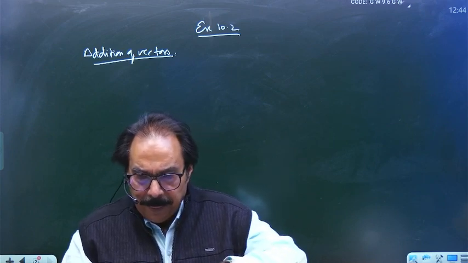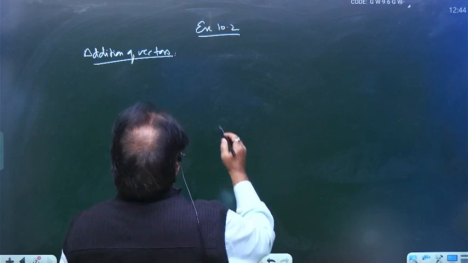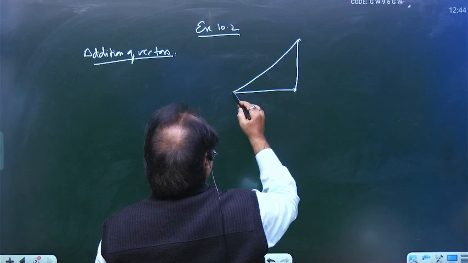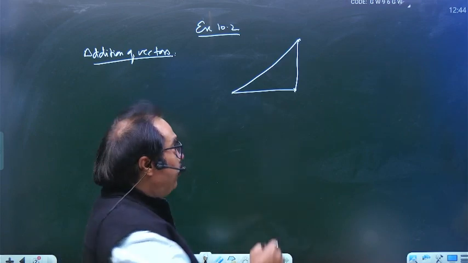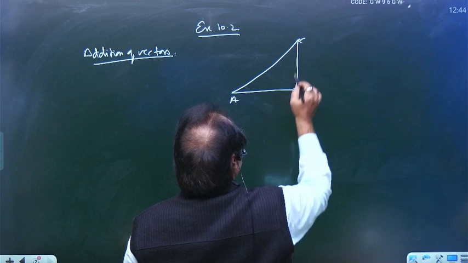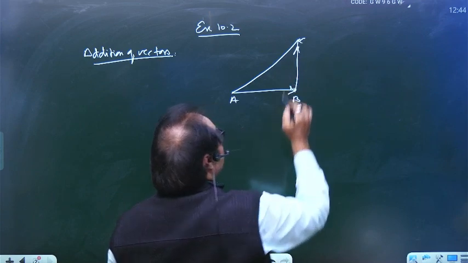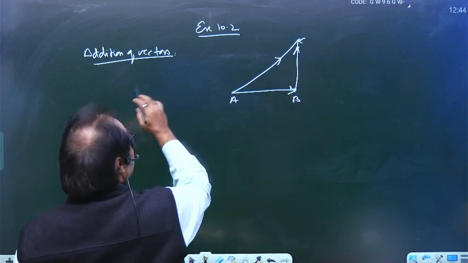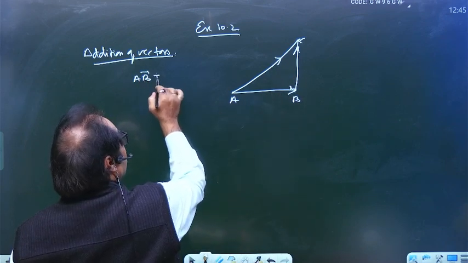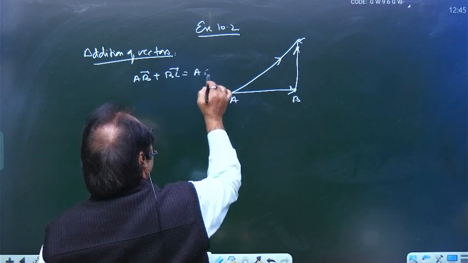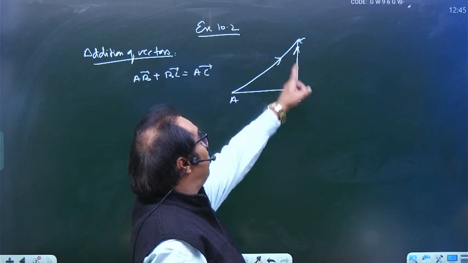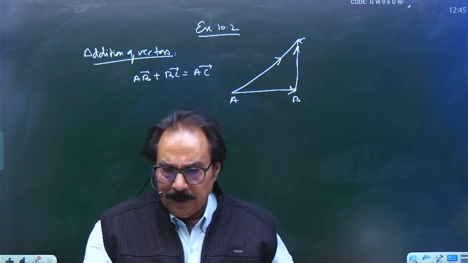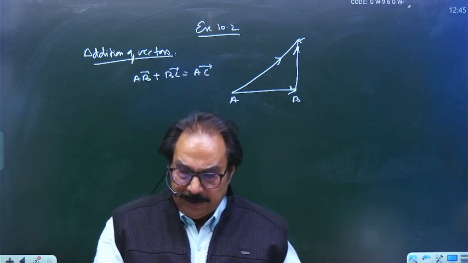Addition of vectors means, by the triangle law of addition, suppose this is triangle ABC, so this is AB and this is BC. As per the triangle law of addition, AB vector plus BC vector is equal to AC vector. So this is known as the triangle law of addition.